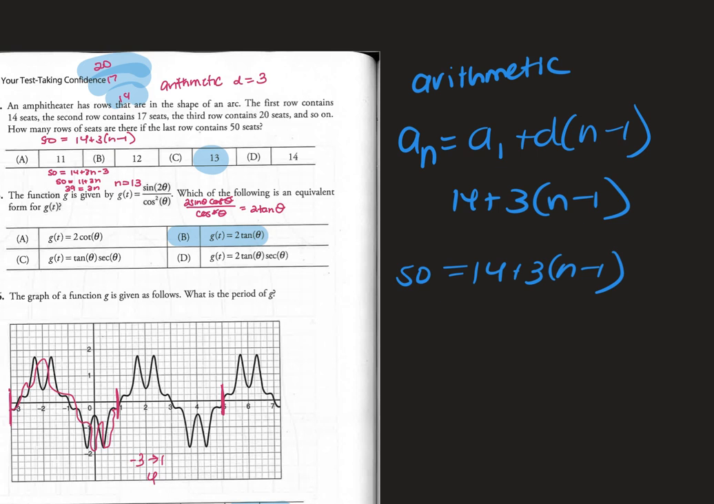For the other formula, for geometric, it's An equals A1 times r to the n minus 1.